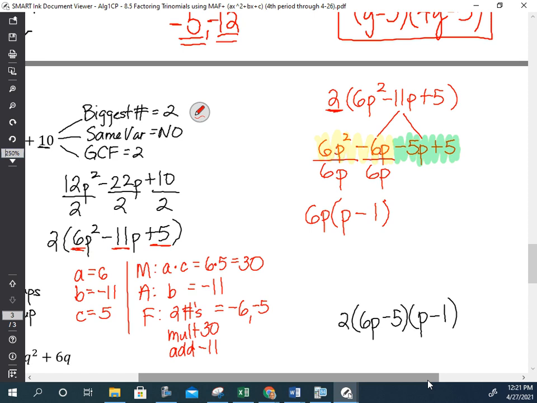Second group. Remember, if it begins with the minus sign, you got to take out the minus sign. Begins with a minus, you take out the minus. And 5 and 5 can divide by 5. So P minus 1.